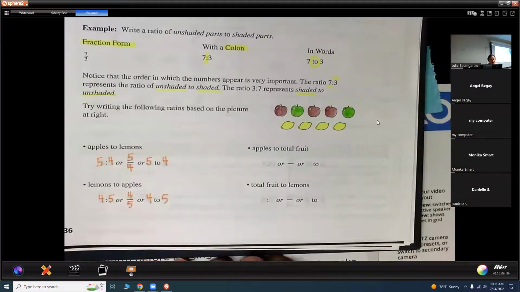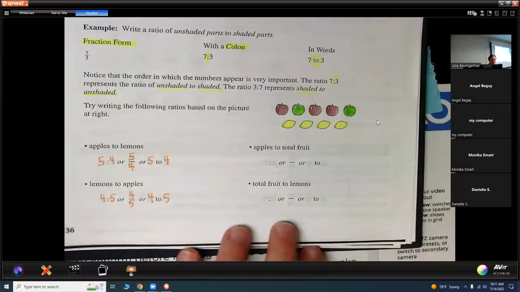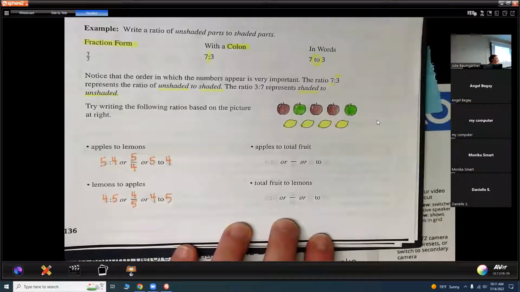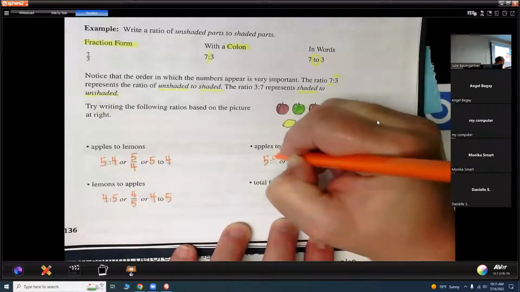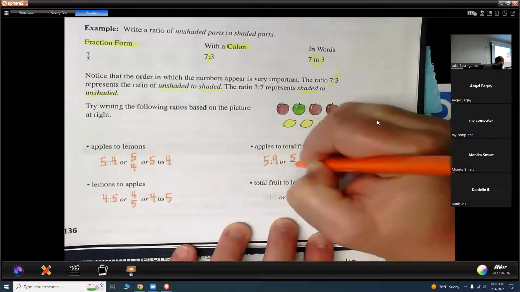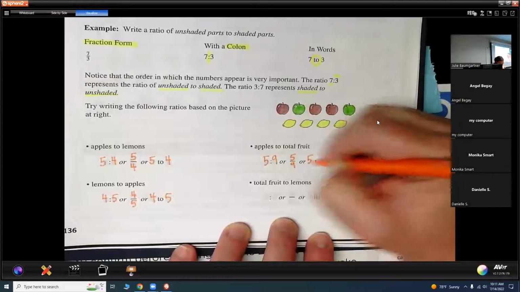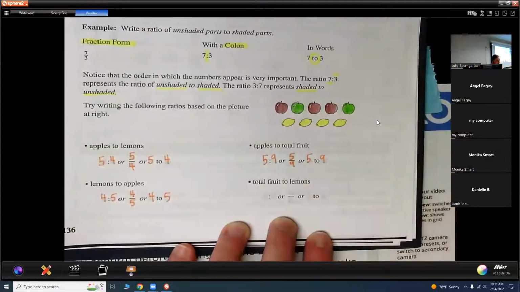What about apples to total fruit? Good, 5 to 9. Very nice, you guys are killing it. We're just starting off nice and gentle. So then what about total fruit to lemons?